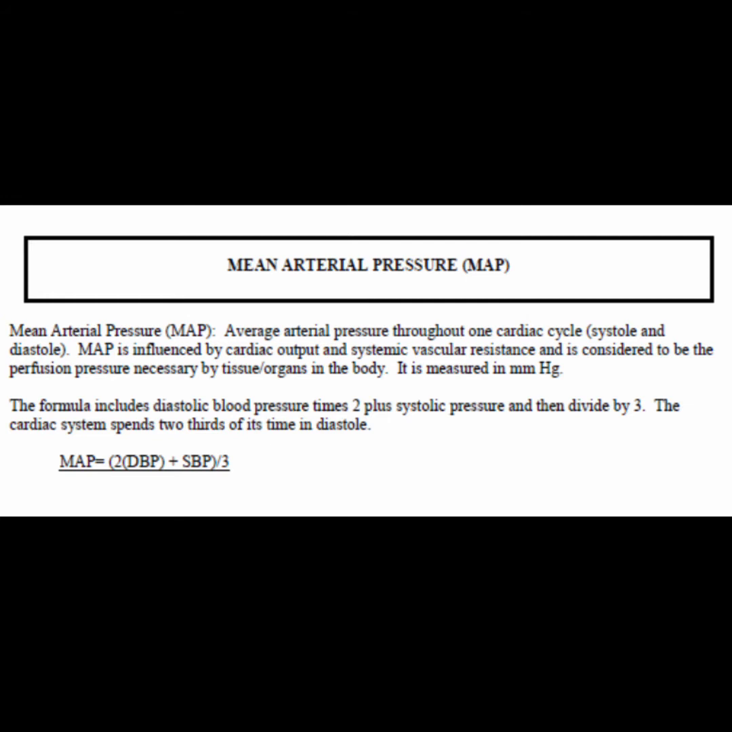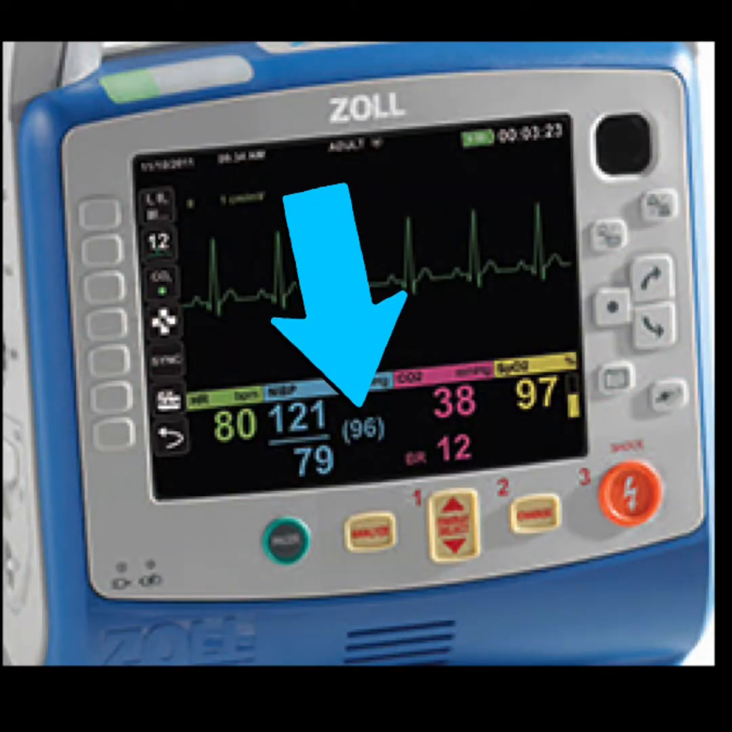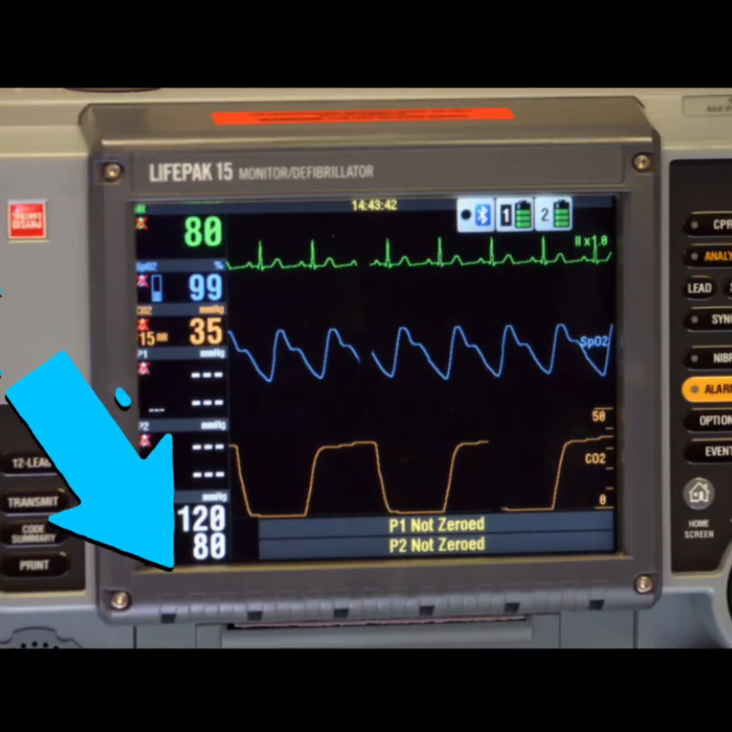So how do we calculate or find MAP? The most common formula used is your diastolic blood pressure times 2 plus your systolic blood pressure, and then divided by 3. Is there an easier way? Yes. MAP can also be easily found on your monitor. It's located just to the right of your blood pressure reading here on this Zoll monitor. Here on this LifePak monitor, the MAP is going to be located right to the left of the blood pressure, right at the bottom of the screen there.